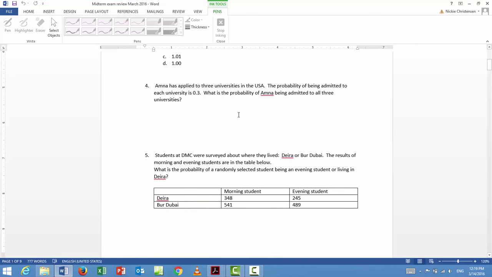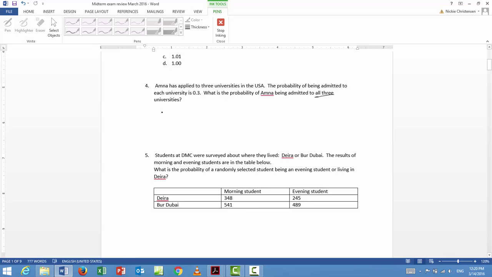This girl has applied to 3 universities in the States. Probability of being admitted to each university is 0.3. So we want to know what is the probability of her being admitted to all 3 universities. So a lot of students don't realize that this is an and question. Okay, being admitted to all 3. Like if I say I like all 3 of those students, I like Abdullah and Saeed and Jabir. Okay, so this is an and question.